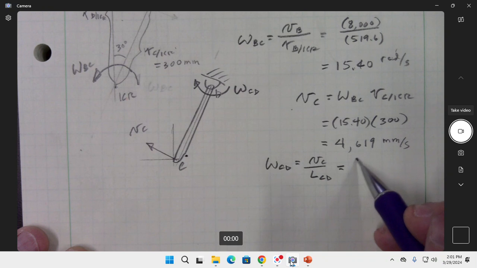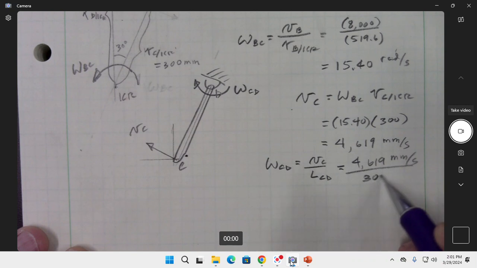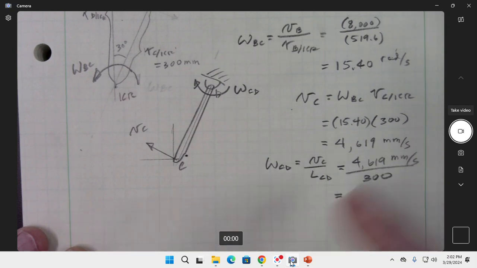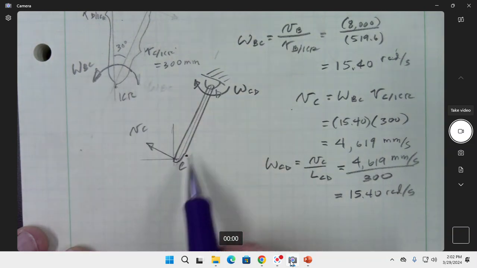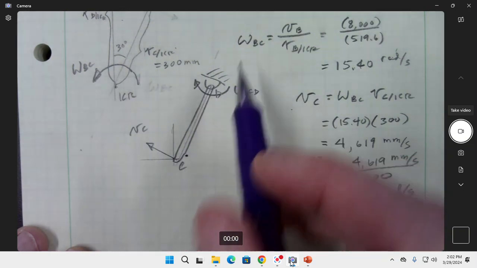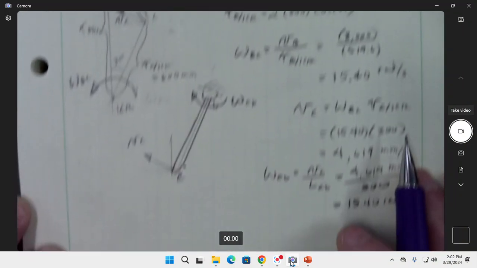Anyway, I could just do this in my head: 4,619 millimeters per second divided by the 300, and I should be getting 15.40 radians per second. But you can see that this one's going counterclockwise and this one's going clockwise, which makes sense that they're moving in opposite directions from each other.